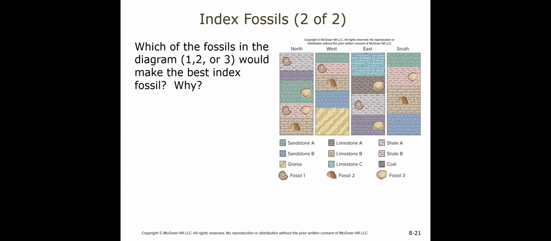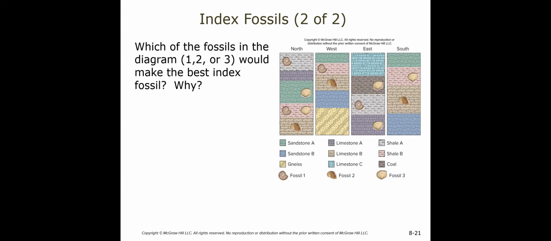Example shown here. Which of the fossils in the diagram would be the best index fossil? Well, you need a fossil that only exists in certain layers and easily shows what is going on. So if we look at these examples, fossil 1 exists in shale A, it exists in shale B, and it's top and bottom, it's kind of going everywhere, right? Whereas an example such as fossil 2 only exists in limestone B. And fossil 3 is kind of everywhere.